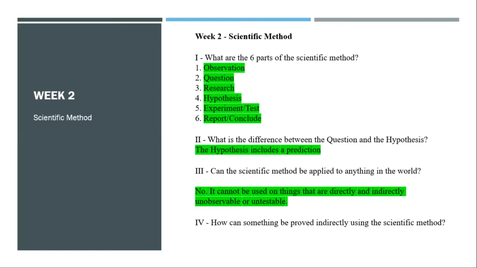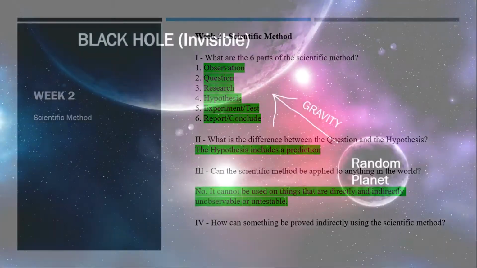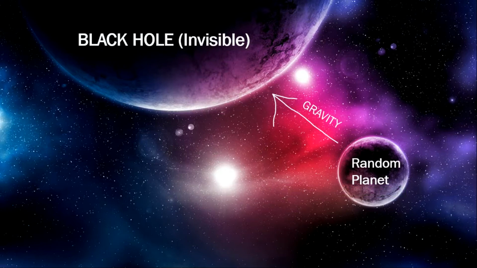Also recall that the scientific method can't be used if something is unobservable or untestable, both directly and indirectly. And we talked a little bit about proving something indirectly using a scientific method. I want to go over it again because I felt like I didn't do as well of a job as I would like in describing this. So, we use the example of the black hole. Now remember, black holes are invisible. And around now, people are actually starting to take some pictures of them with fancy space telescopes, but assume for the moment that they're still invisible.